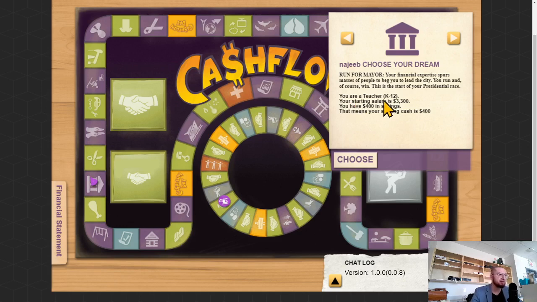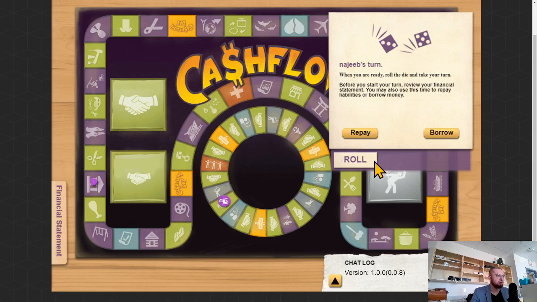What is important is that you have a job and a starting salary. Mine, as a teacher, ironically, is $3,300, which is pretty accurate, but that's probably a lot higher than most American teachers make. Who knows? I have $400 in savings, which means my starting cash is $400. I don't get to choose my profession. That's randomly selected, and it's good to play with all types of professions because they all have different cash flows.